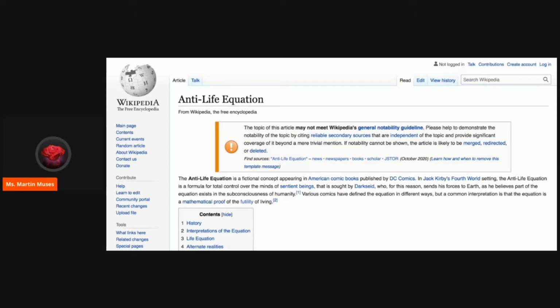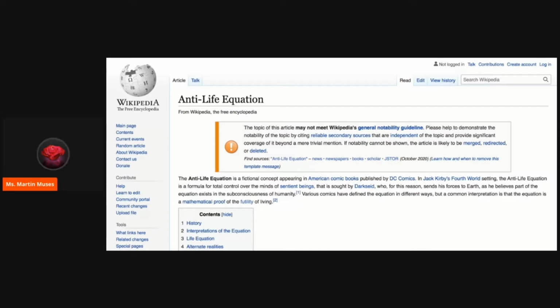Why, yes, it was the anti-life equation from Zack Snyder's Justice League. And I figured probably other people might have been going, huh? What? When? Where? Okay, so here we go. What is the anti-life equation?